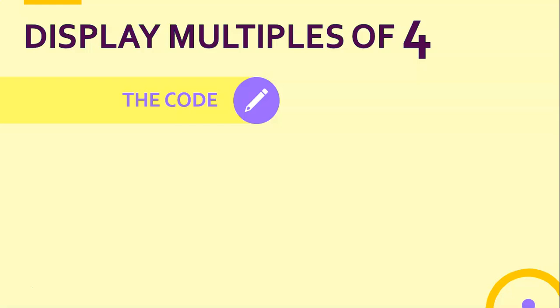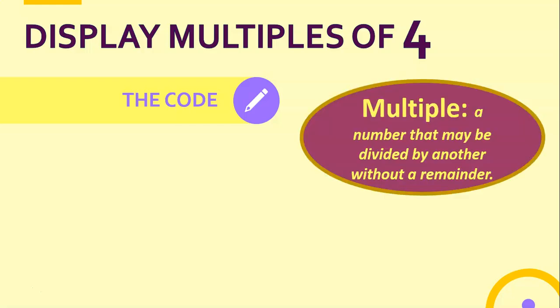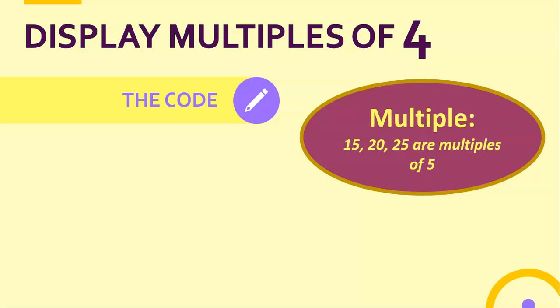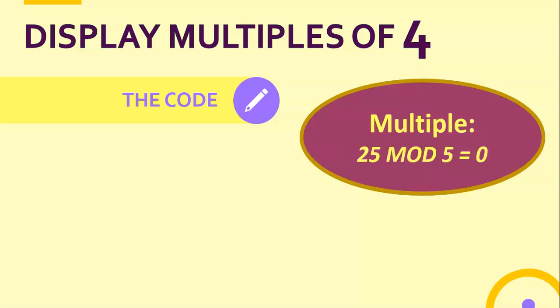Now, for those of you who've forgotten your maths, what is a multiple of 4? Well, a multiple is a number that may be divided by another without a remainder. So, for example, 15, 20, and 25 are all multiples of 5. Why? Because 5 can go into those numbers and there won't be a remainder. So like 5 can go into 25 and there's no remainder.